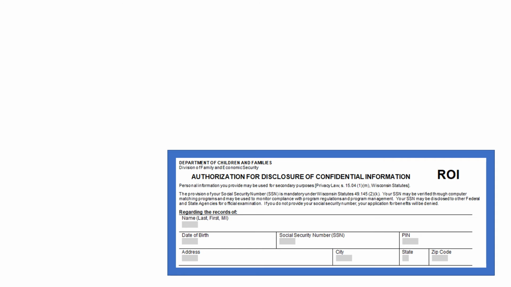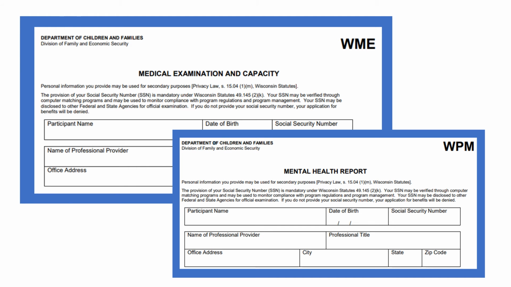If you're using one of the state forms, you need to have the authorization for disclosure of confidential information. We call it the ROI. If you choose to use the state forms, you will need to send the proper form to the provider, either the medical examination and capacity form geared towards physical barriers or the mental health report geared towards mental barriers.